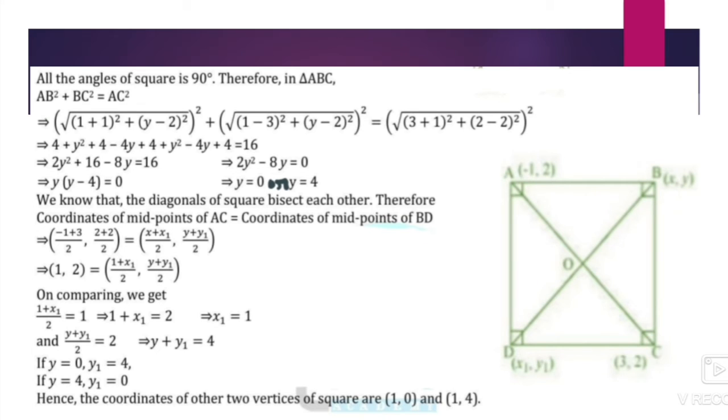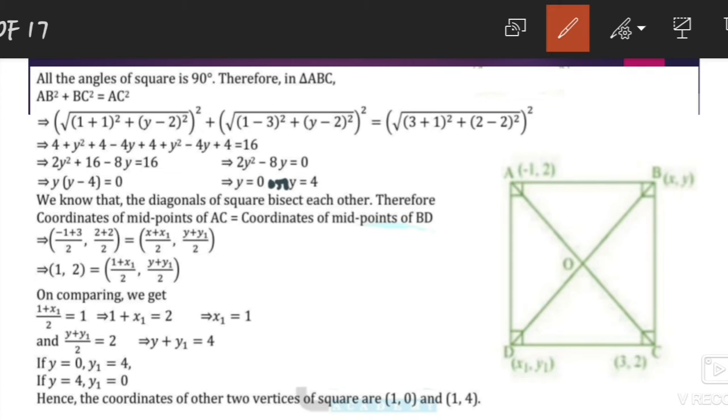Now since this ABCD is a square, each and every angle will be 90 degrees. So you can say that angle B is also 90 degrees, right? Since angle B is 90 degrees, you can say that this triangle ABC is a right angle triangle, and by using the Pythagoras theorem you can say that AC square is equal to AB square plus BC square. Again use the distance formula for this AB square plus BC square, and for AC square you are getting this equation.